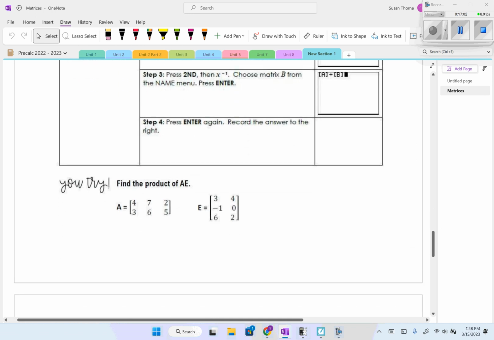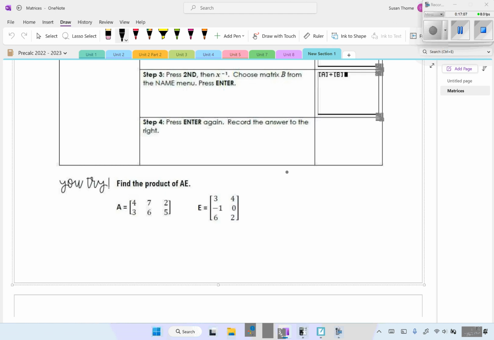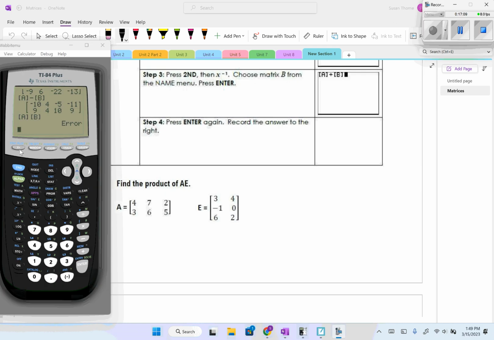So take a minute to pause the video and do this next example on your own. When you're done, you can unpause to check your work. So in our calculators to do this one, we go to second matrix and I would have to go over to edit. Now I'm doing a 2 by 3 instead of 2 by 4. So 2 enter, 3 enter. And you can clear these out by writing over them. So 4, 7, and 2. And then we have 3, 6, 5. And that's for matrix A.